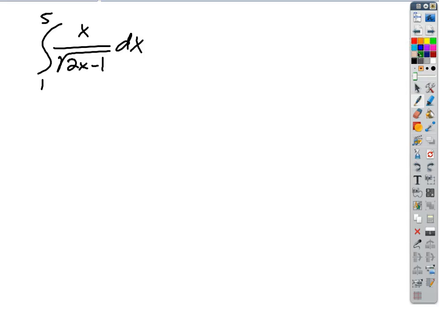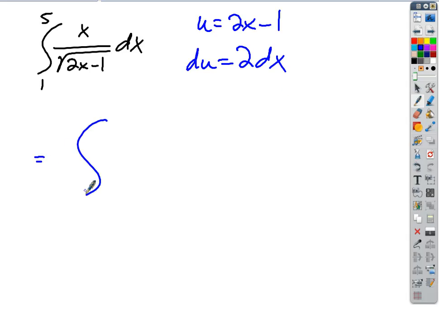Okay, so u equals 2x minus 1. So du just equals 2 dx. If we make our substitution then, on the bottom we've just got the square root of u, so that's just u to the 1/2. And then we've got this dx. What's dx in terms of du? If I solve this equation, if I isolate the dx, we have 1/2 du. Everybody see that? Just divide both sides by 2.